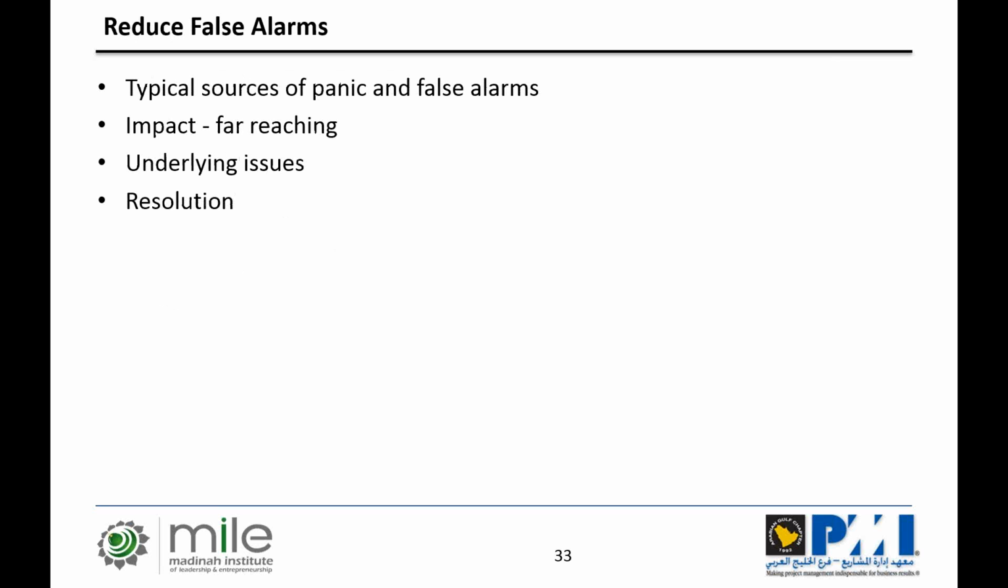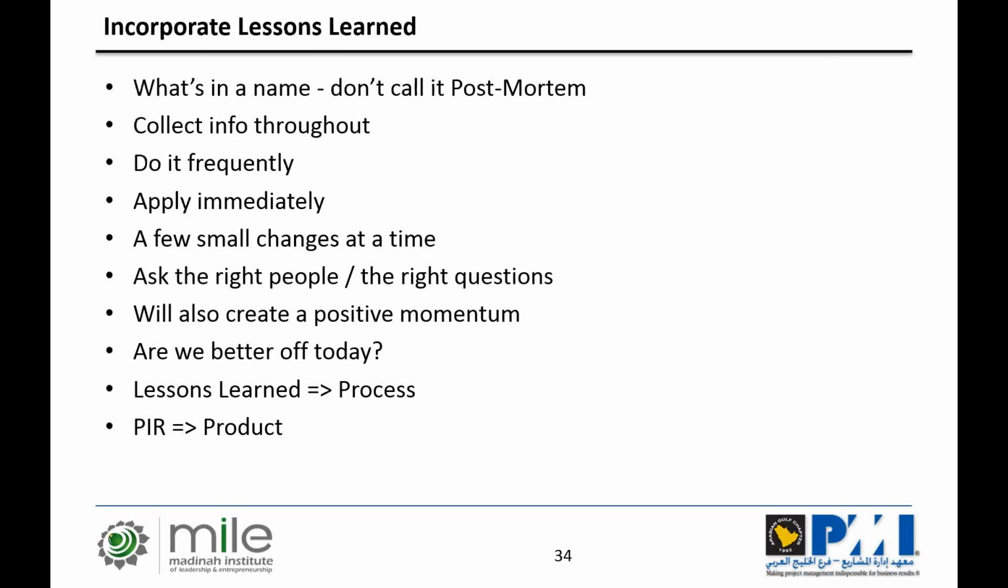With that, reduce false alarms. When we are better prepared, we panic less, we are more composed when situations strike, and we will raise fewer red flags for nothing, right? Identify underlying issues. Check the full reach of impact of things. And by the way, when we think about problems, think also about resolution. And then incorporate lessons learned, right?